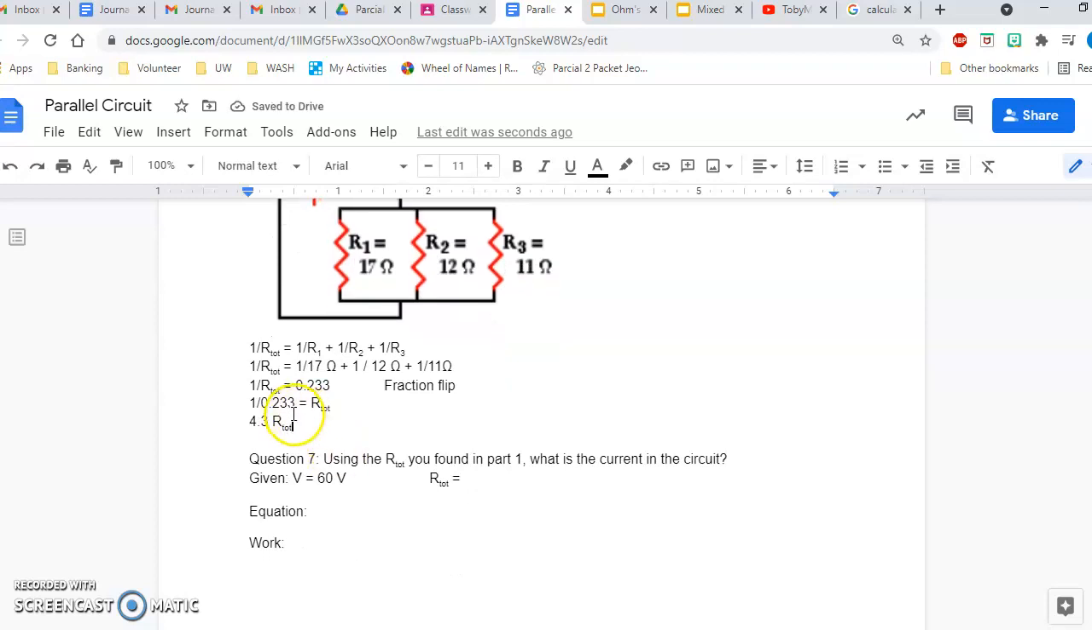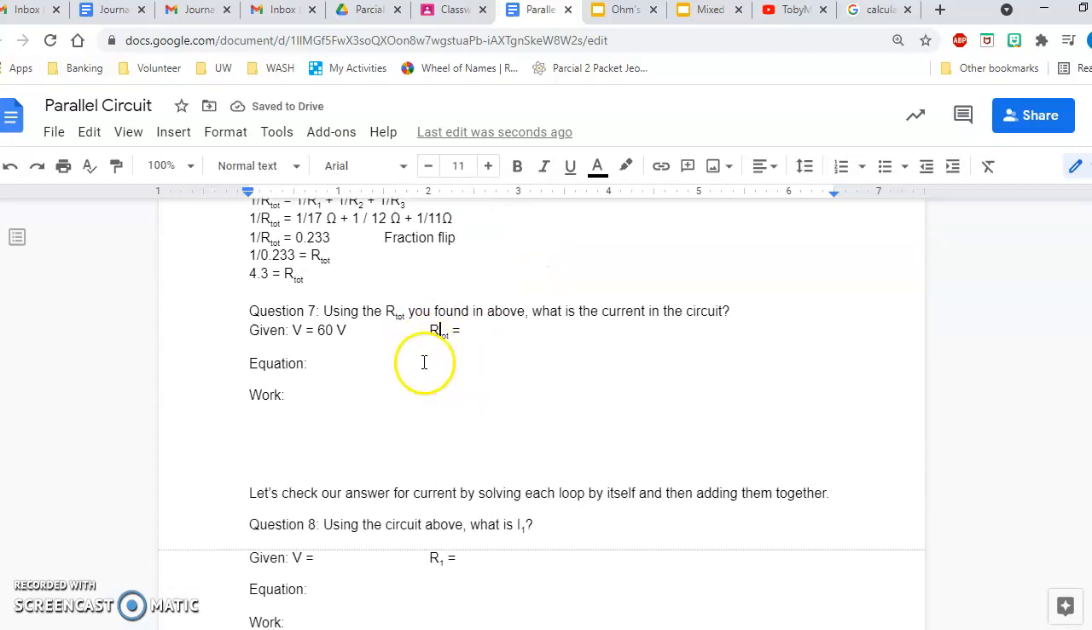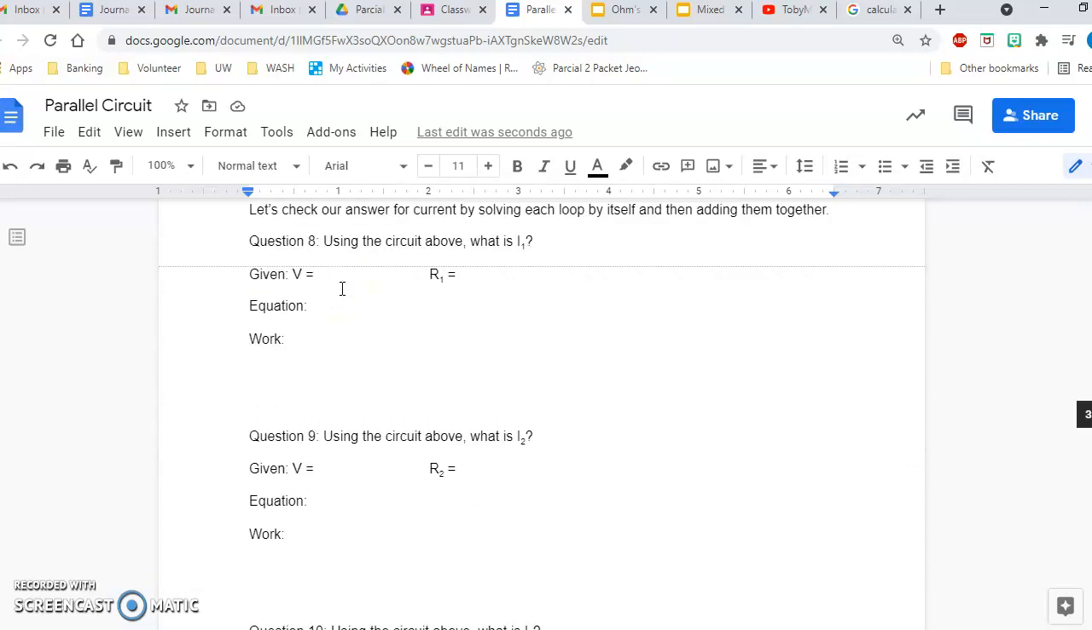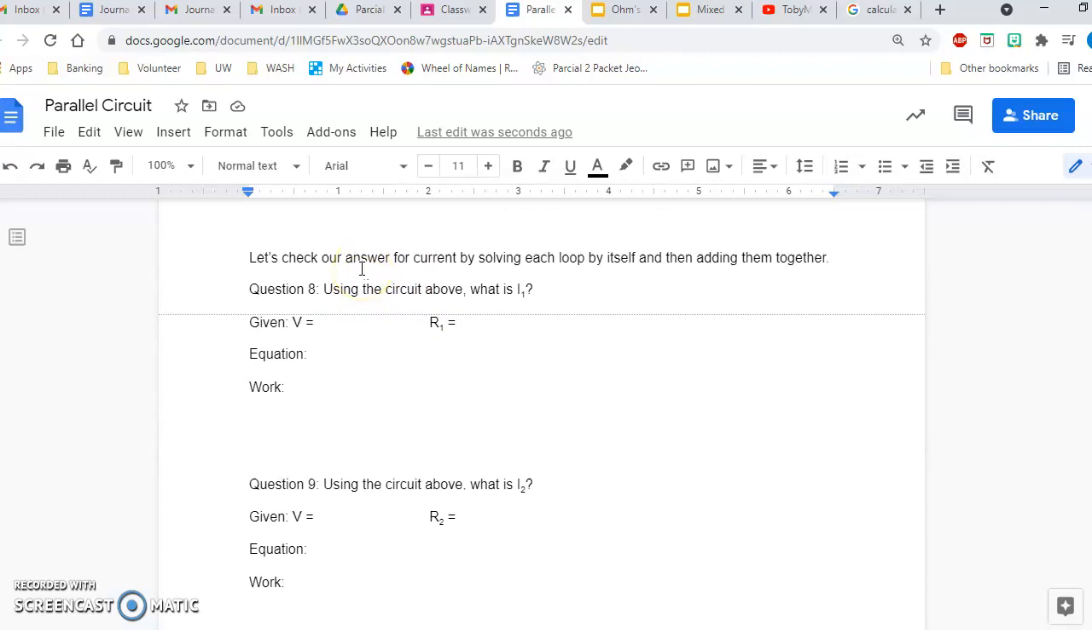For question 7, I want you to use this R total that we just found above. That's what I would want you guys to do for this, and then I trust you guys can do our Ohm's law.